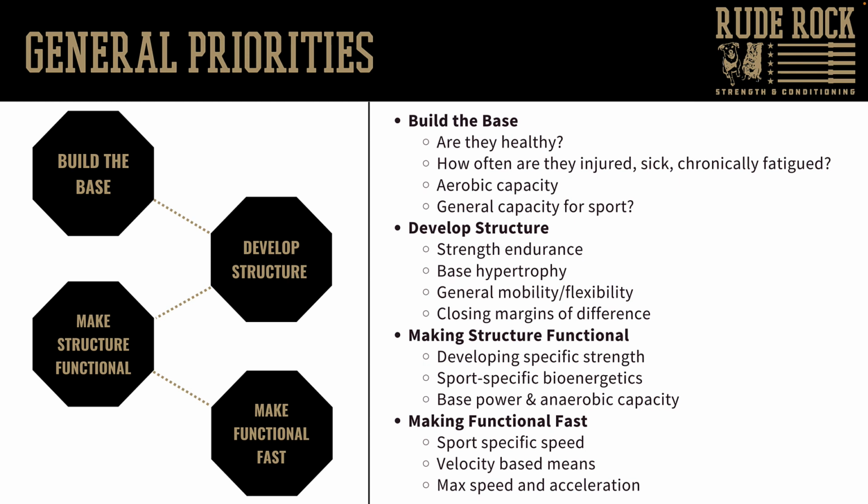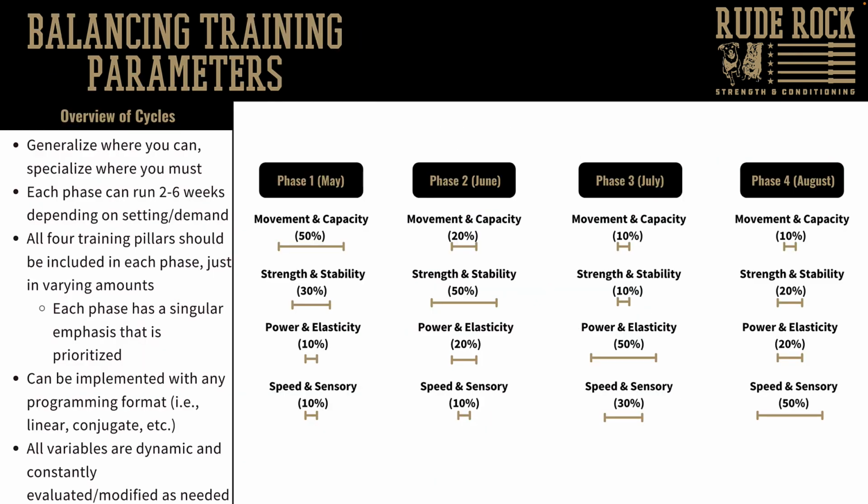Making the structure functional is going to start to get more into the specificity piece. So now we're starting to think about our sport-specific type of strength, our sport-specific bioenergetics or our conditioning splits, starting to develop our power and our anaerobic capacity. And then as we come down into our last pillar, making functional fast, now we're thinking about our sport-specific speed, our velocity-based lifts and movements, and then really trying to hone in on our max speed and max acceleration phases.